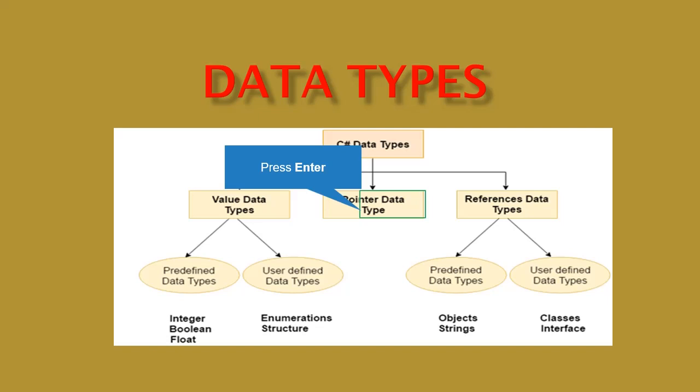The first one is value data types. The value data type is nothing but values are fixed in size. We have two categories: one is predefined, the second is user defined. The same thing in reference data types, predefined and user defined. In value data type, predefined examples are integer, floating type, boolean type, etc. And user defined data types are enumeration and structures. In reference data type, predefined examples are string and objects. User defined data types are classes and interfaces.